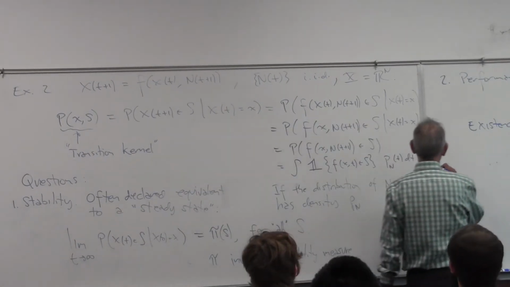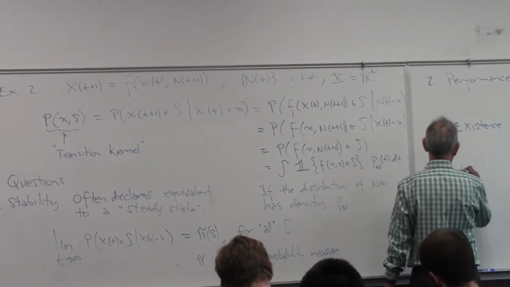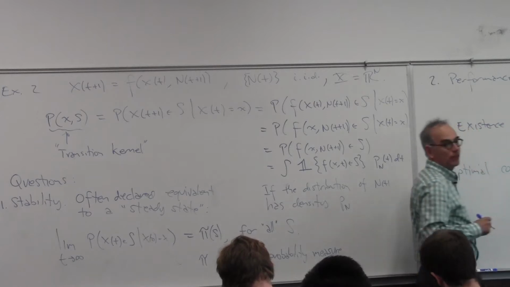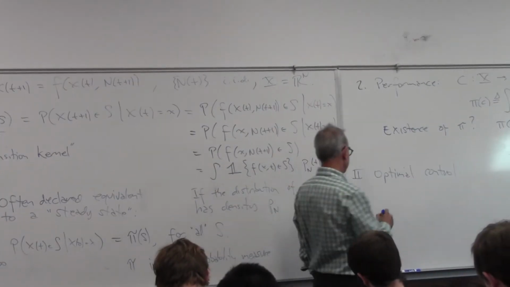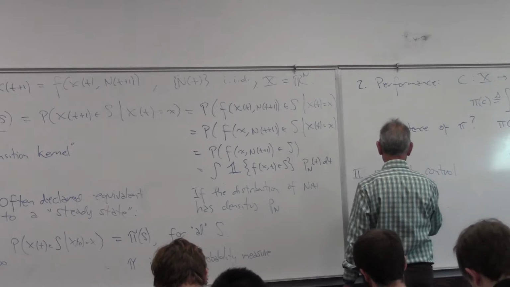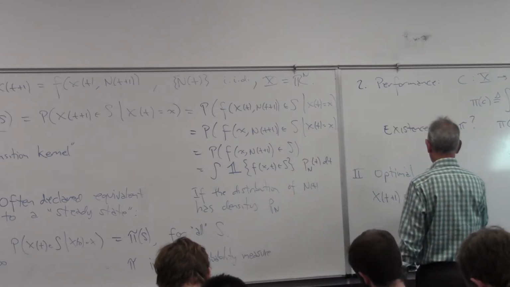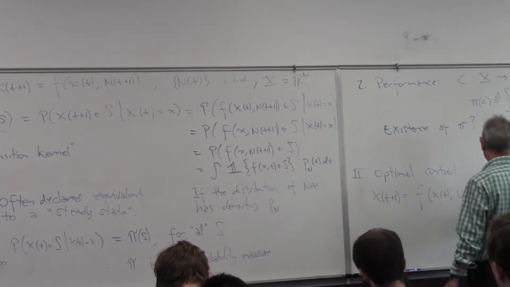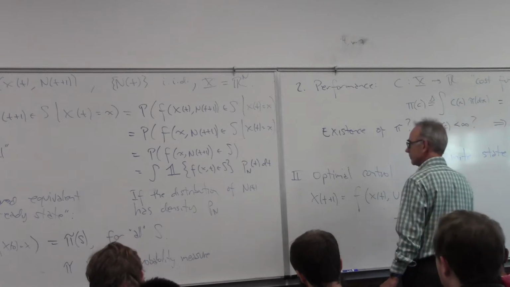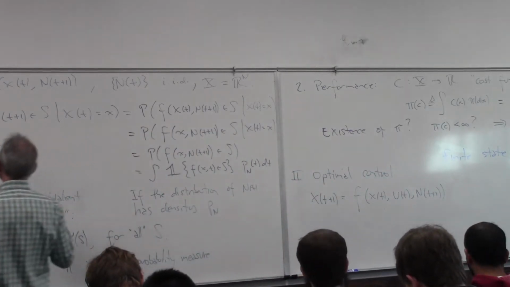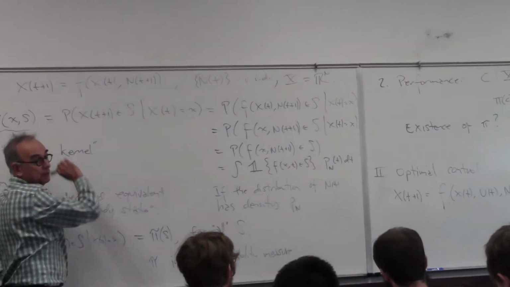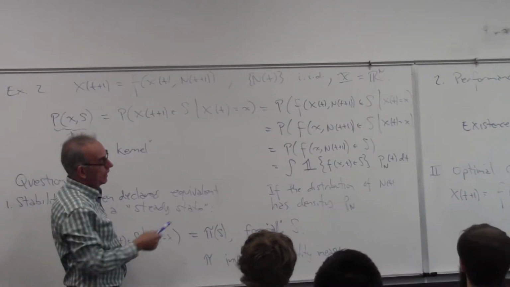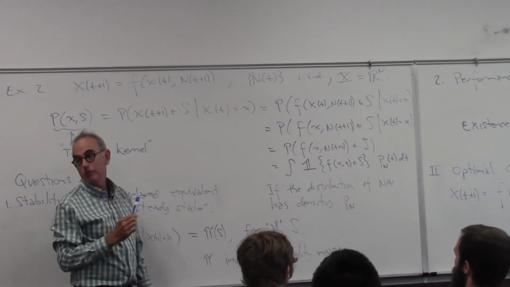Well, 2 is optimal control. And I will say a few things. For that we have an input. So all we do is we take the same dynamic equation. This is called a state space equation, by the way. And that's a state space equation as well, but with an input, right?